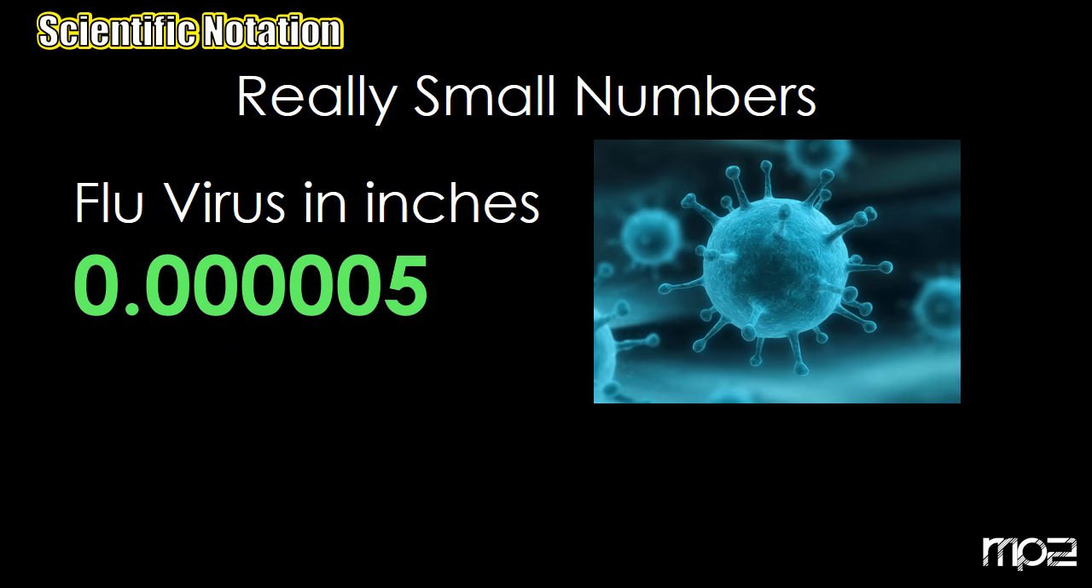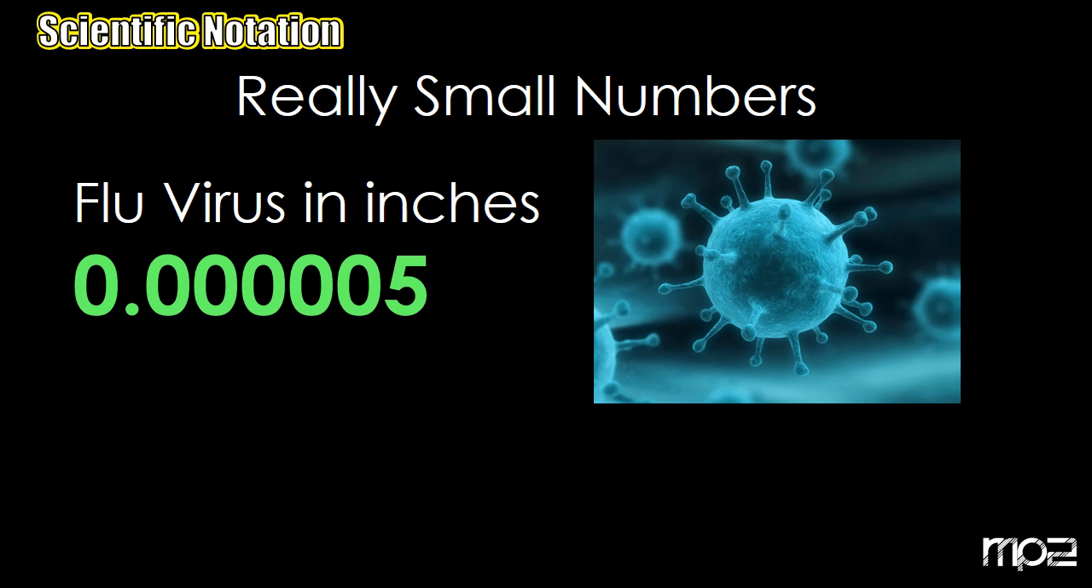And now you have the flu virus in inches. Since this is flu season, that's what a flu virus looks like, and it is tiny. It is 0.000005 inches. So if I look at a ruler and you can see 1 inch, you have to get a lot of them. Imagine how many flu viruses there are in 1 inch. That's a lot of that little flu virus in there.